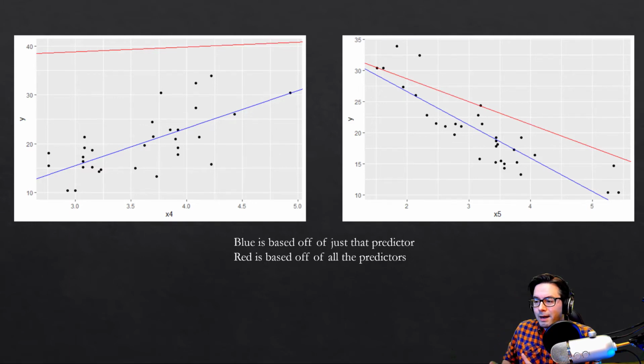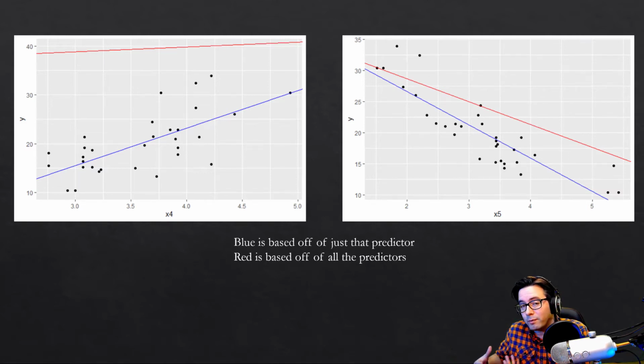The reason why I keep bringing this up is that when we're choosing our best model, we're trying to eliminate variables that aren't helping us predict the response, right?